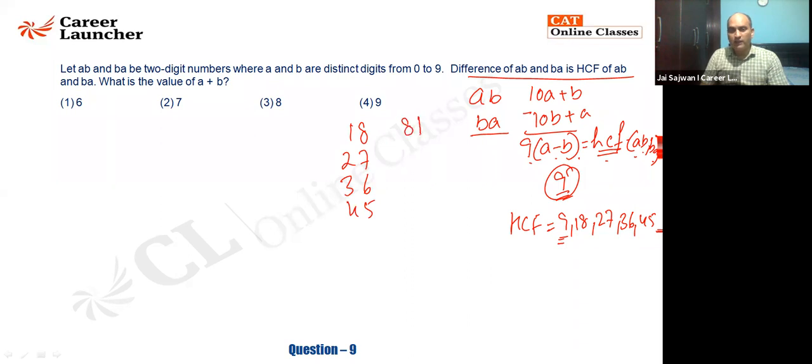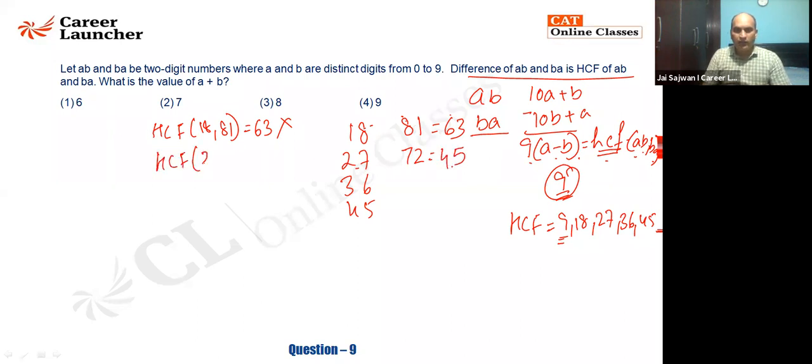If we reverse 18, it will come out to be 81. What is the gap between them? The gap is coming out to be 63. Is 63 common between them? Is the HCF of 18 and 81 coming out to be 63? No, it is wrong. 27's reverse is 72. What is the gap between them? That is 45. Is 45 the HCF of 27 and 72? No, it is a multiple of 9, but 45 is not common between them.